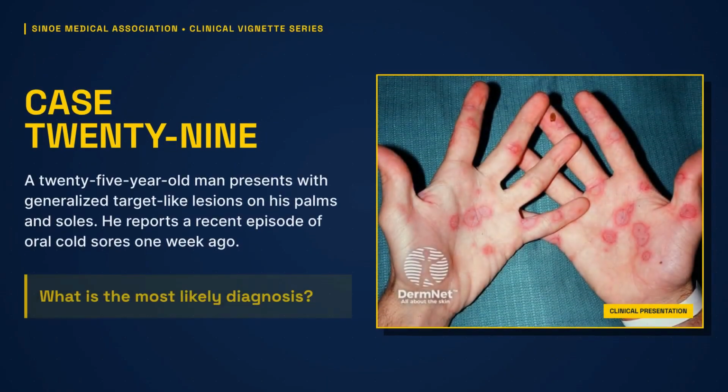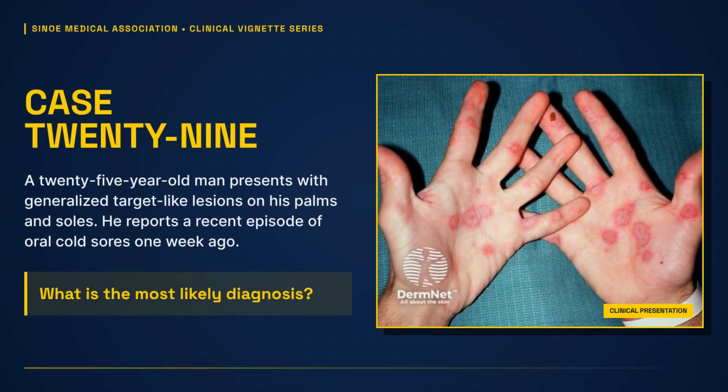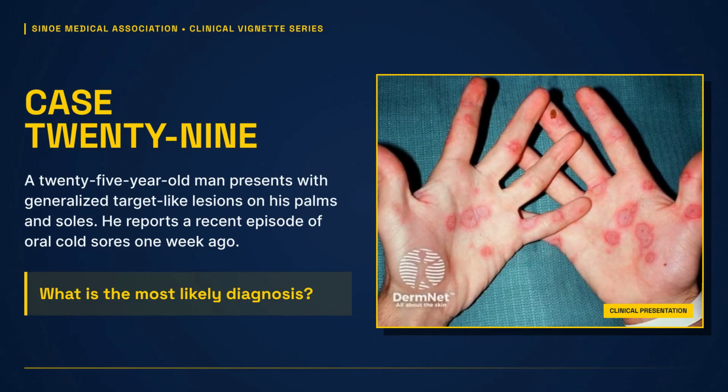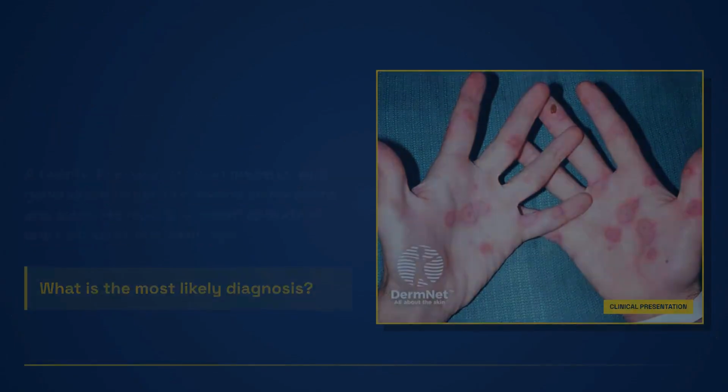Case 29. A 25-year-old man presents with a symmetric rash on his palms and soles. The lesions are red, circular, and have a central dusky area, resembling a target. He reports a recent outbreak of painful oral sores. What is the most likely inciting factor for this patient's skin condition? A.